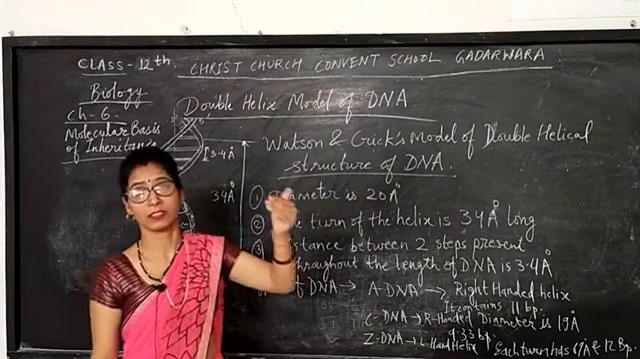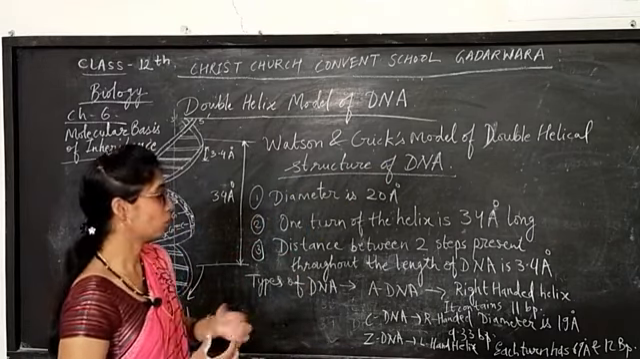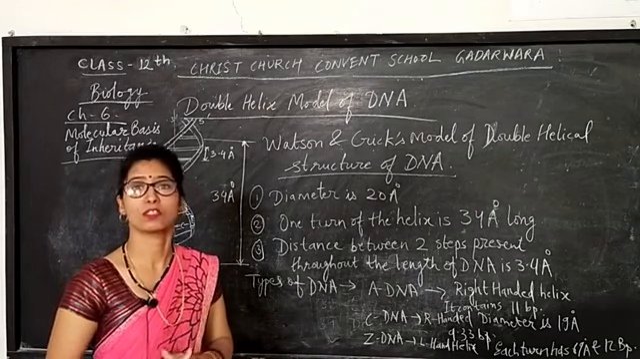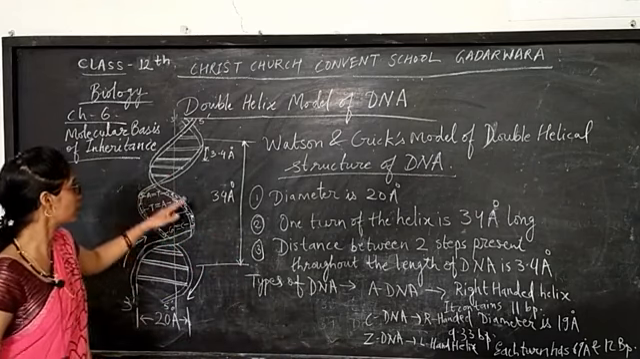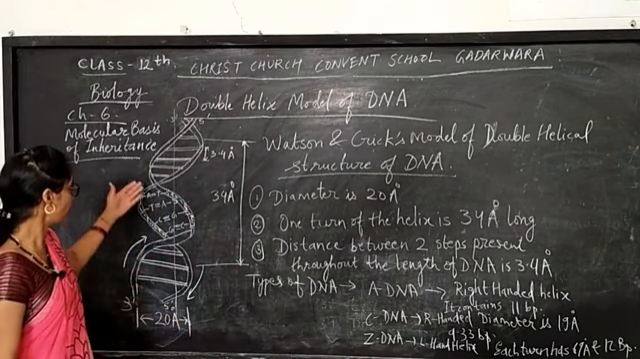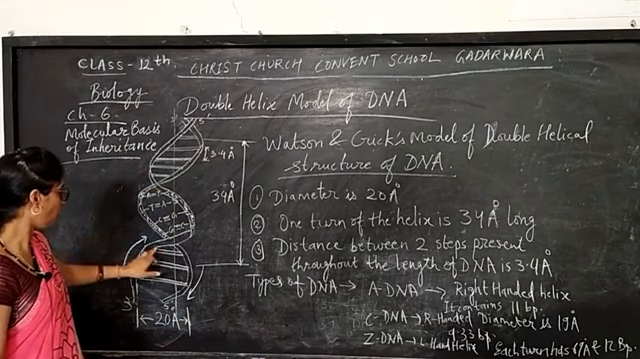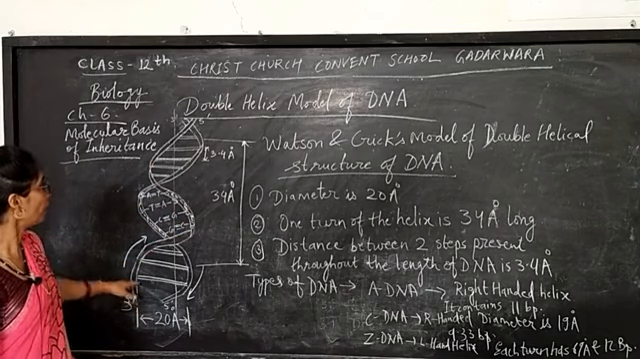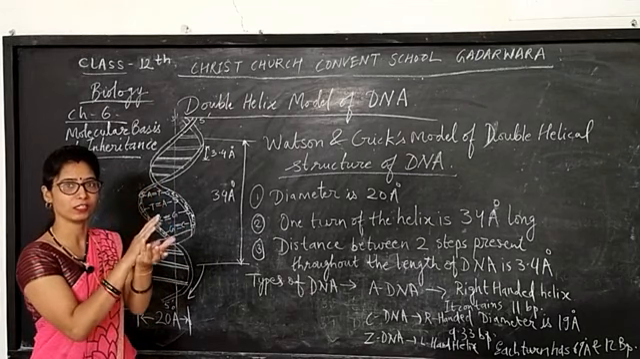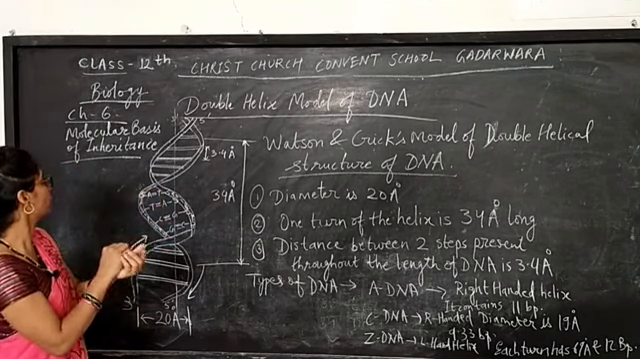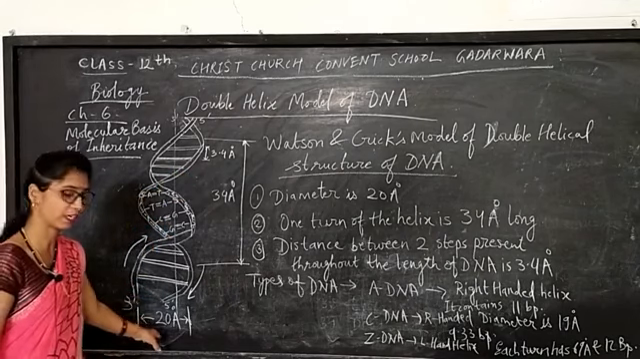in 1953. But how was it studied? This was studied by the X-ray diffraction technique, and in this model, this is a ladder-like structure. You can see there are two polynucleotide chains of the DNA molecule, and they are coiled around each other helically, and the diameter of this helix is 20 angstrom.